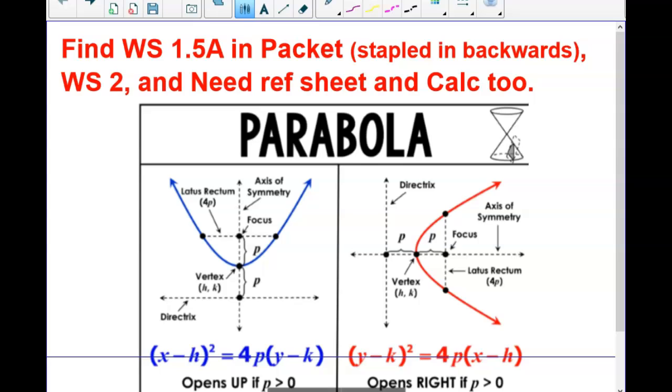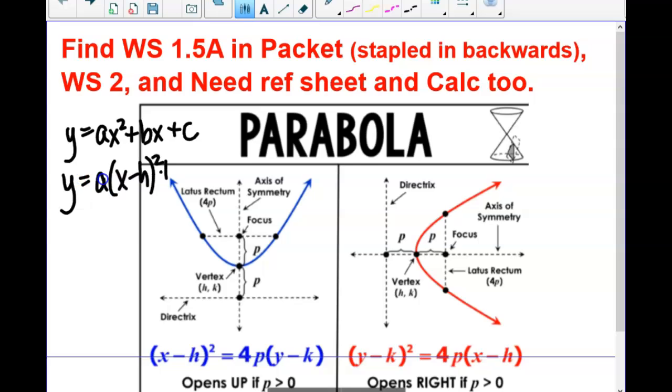All right. So today we're going to talk about parabolas, and we're not going to talk about the form y equals ax squared plus bx plus c. And we're not going to talk about the form y equals a(x minus h) squared plus k. This was called standard form, and this one was called vertex form. Does that look familiar? Okay.